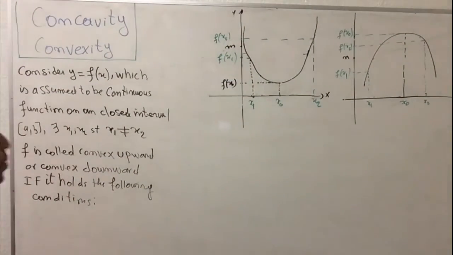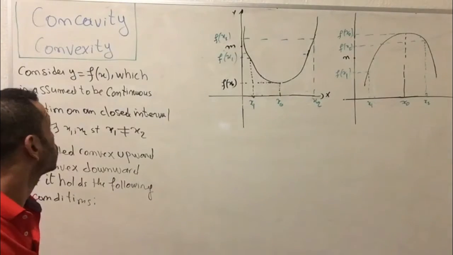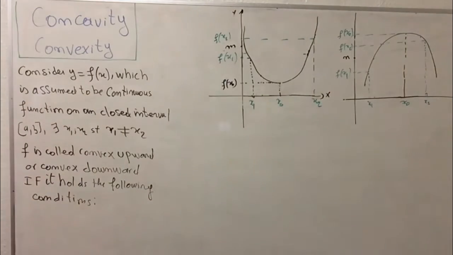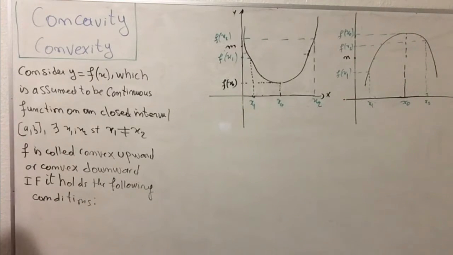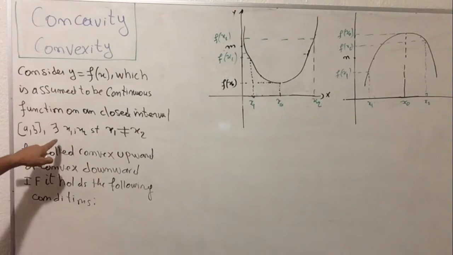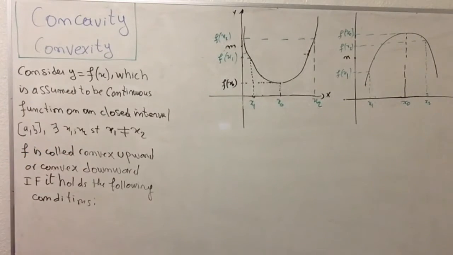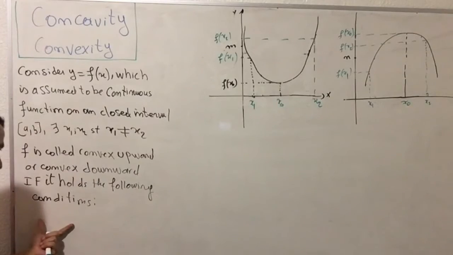In today's video, I'm going to give a general definition of concavity and convexity, okay? Consider y equal to f of x, which is assumed to be a continuous function on a closed interval [a, b]. There exist 2 points, x1 and x2, such that x1 is different from x2. f is called convex upward or convex downward if it satisfies the following conditions.